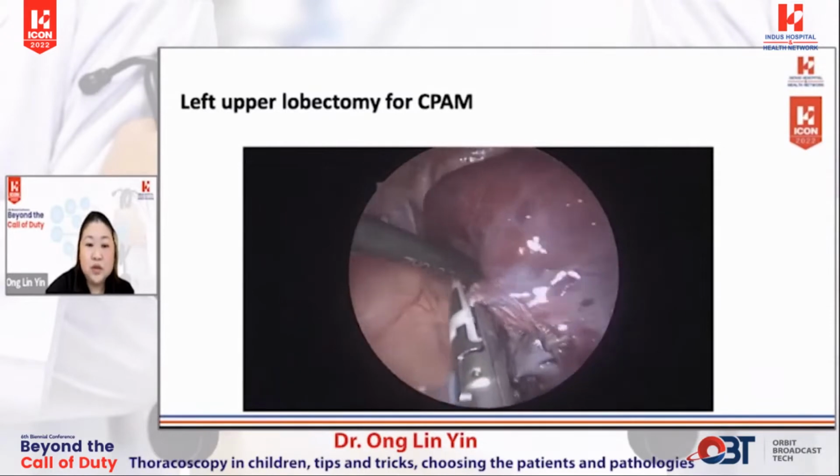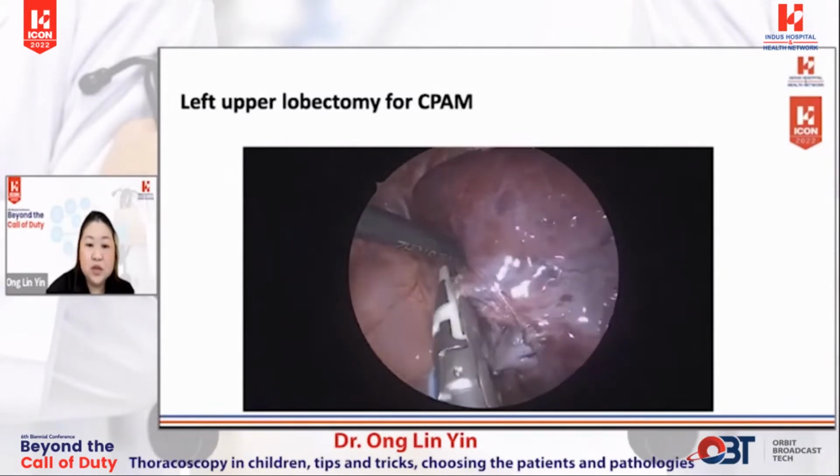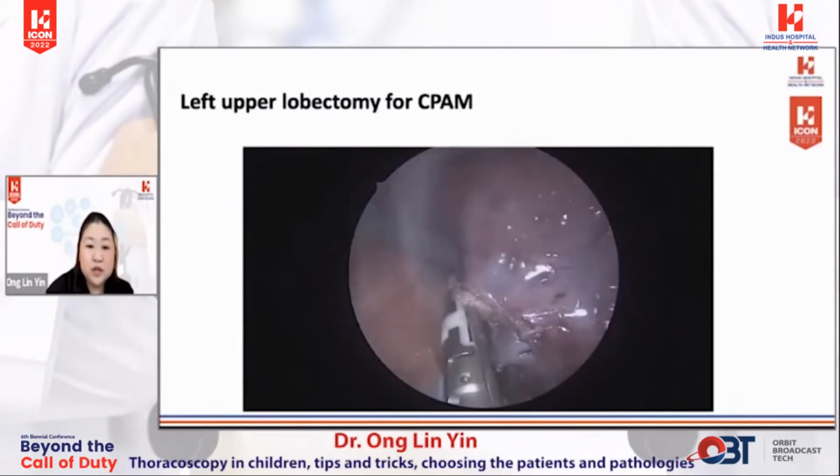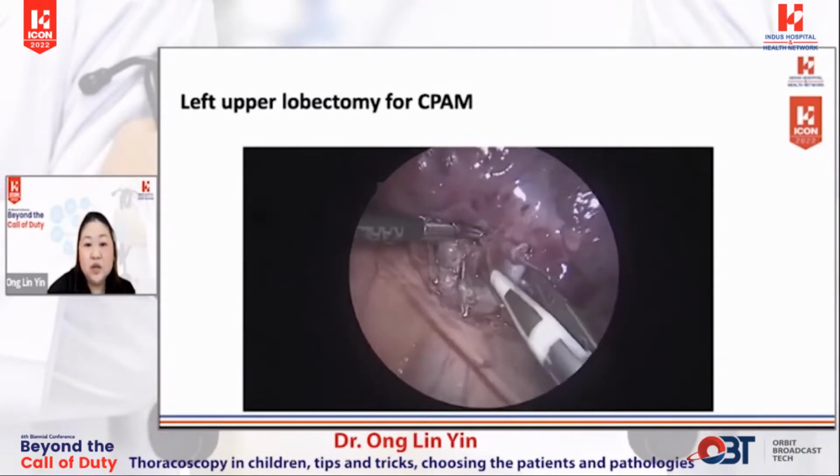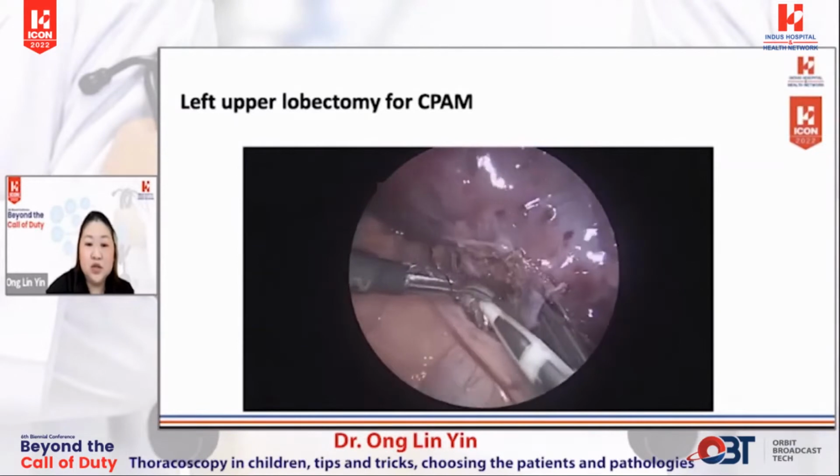When using the ligature or any energy device, it is important to be aware of the potential for dissipation of heat and energy. And this tends to be more the case with the harmonic scalpel compared to the ligature.